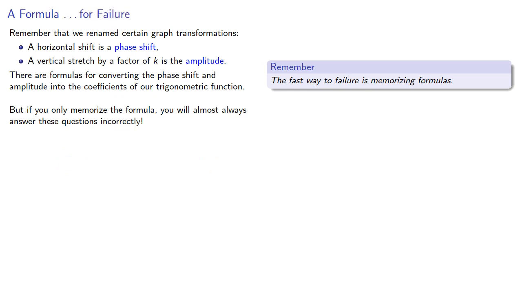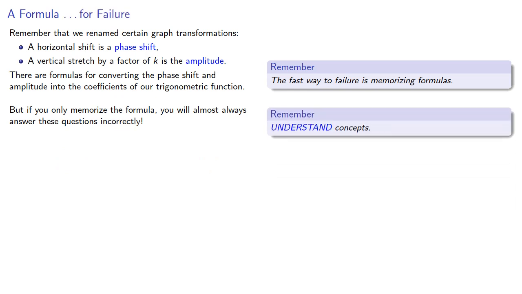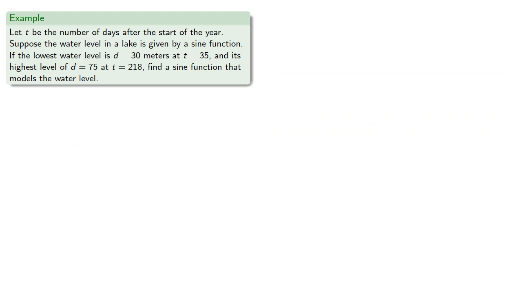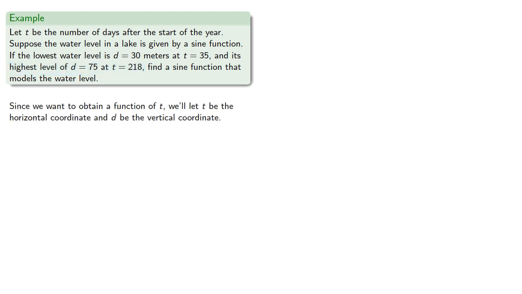Remember, understand concepts. And so we present a better approach, box and transform. For example, suppose we want to model the level of water in a lake using a sine function, where we know the lowest and highest water levels. Now, since we want to obtain a function of t, we'll let t be the horizontal coordinate, and so d will be the vertical coordinate.